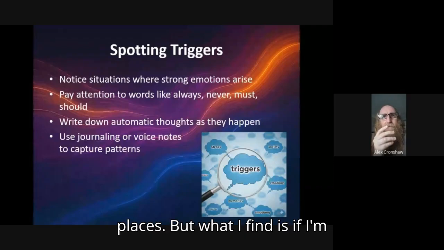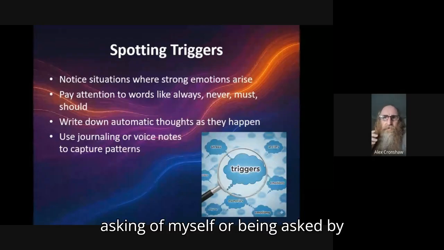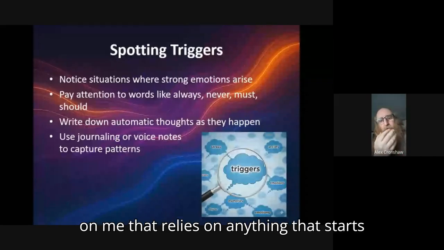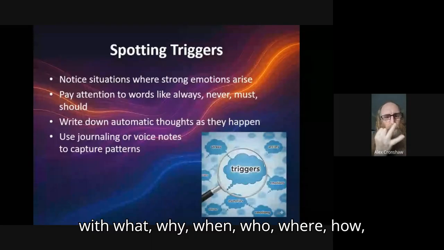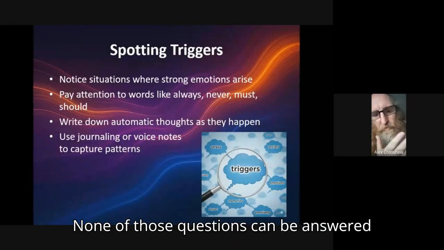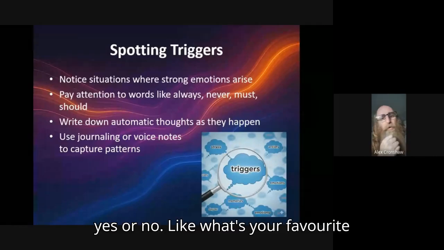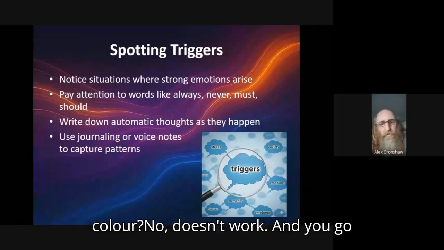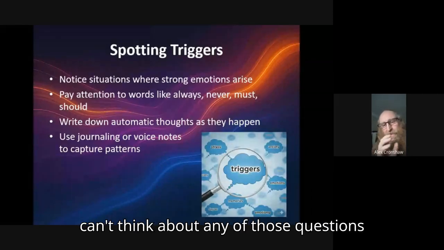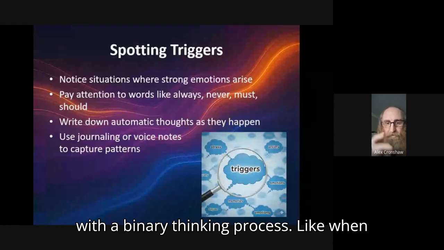What I find is if I'm asking of myself, or being asked by others, so there's a demand coming in on me, that relies on anything that starts with what, why, when, who, where, how, none of those questions can be answered yes or no. Like, what's your favorite color? No, doesn't work. And you go blue, green, I don't know, what do you want to hear? Pink, I don't know. You can't think about any of those questions with a binary thinking process.